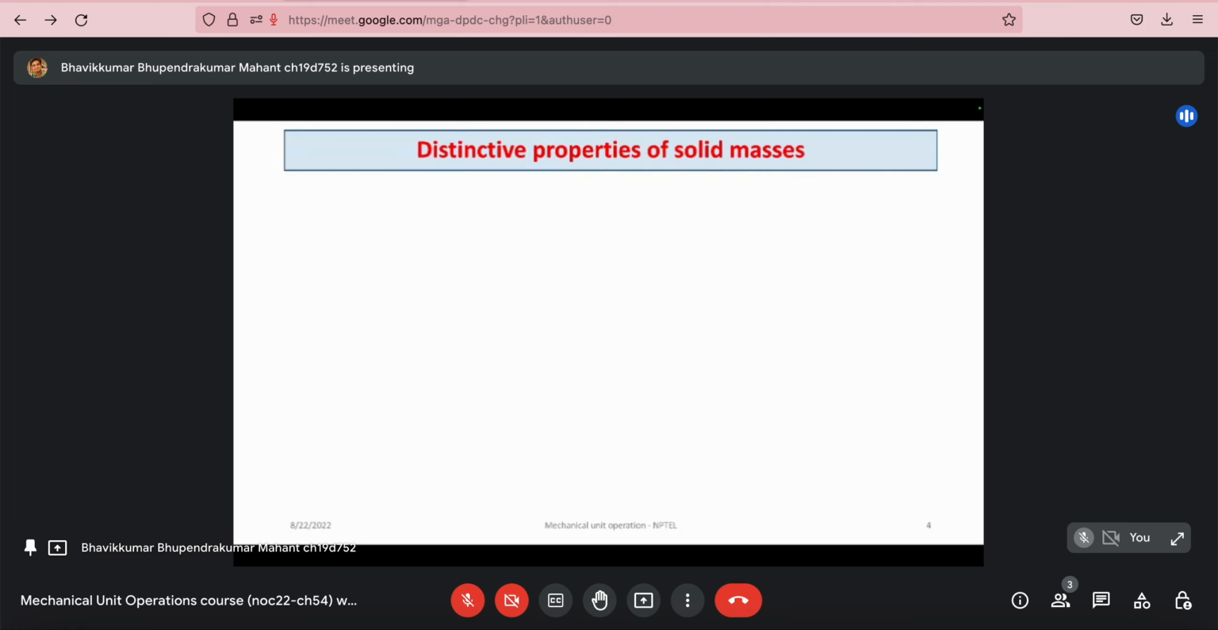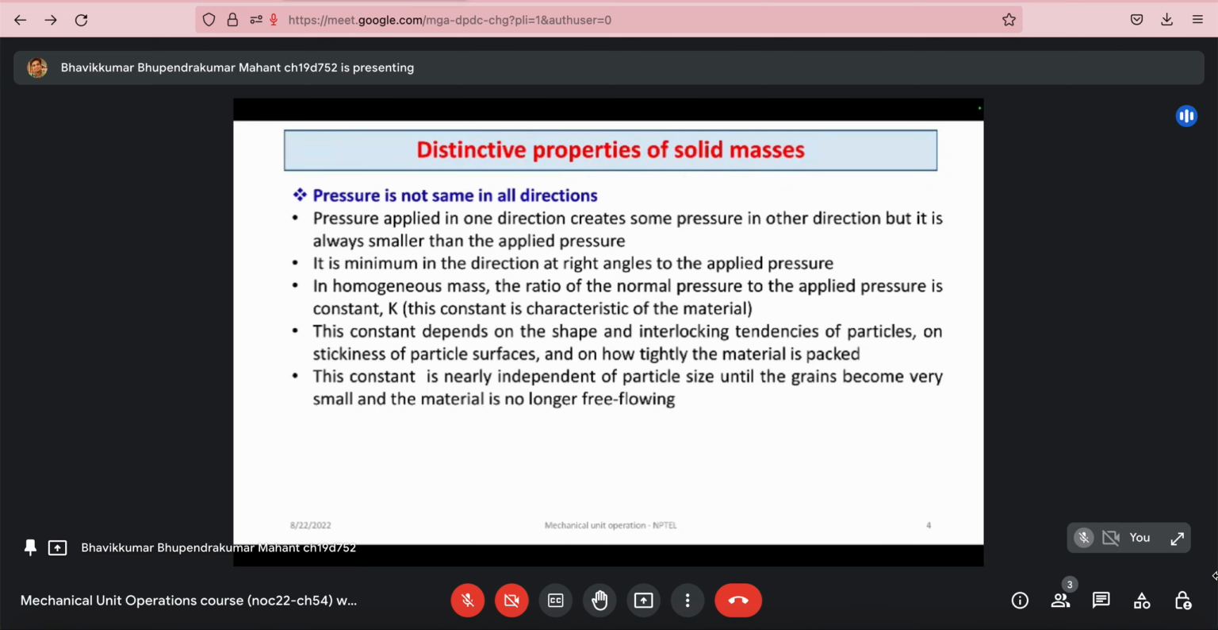Now we have to discuss the distinctive properties of solid masses. Distinctive in the sense of being different from the fluid. So pressure is not the same in all directions. It's not the same as in a fluid. Pressure applied in one direction creates some pressure in another direction, but it is always smaller than the applied pressure.